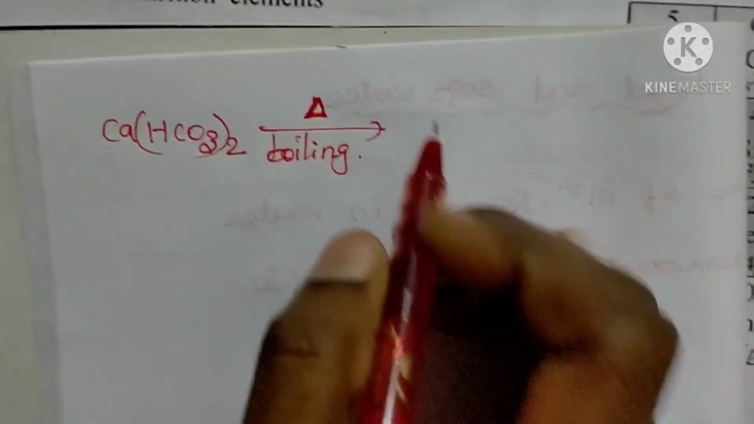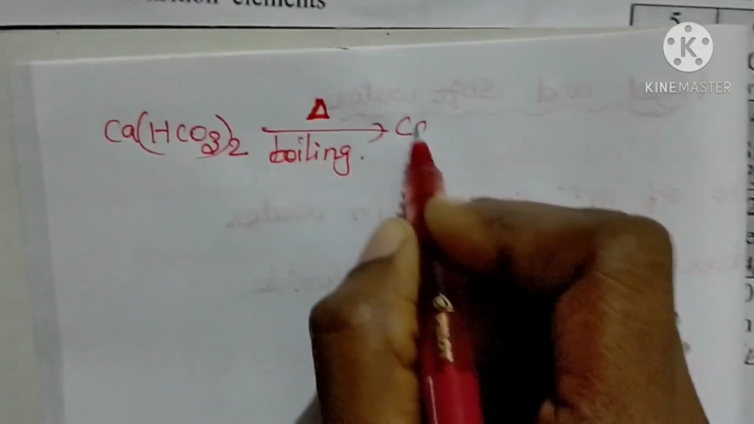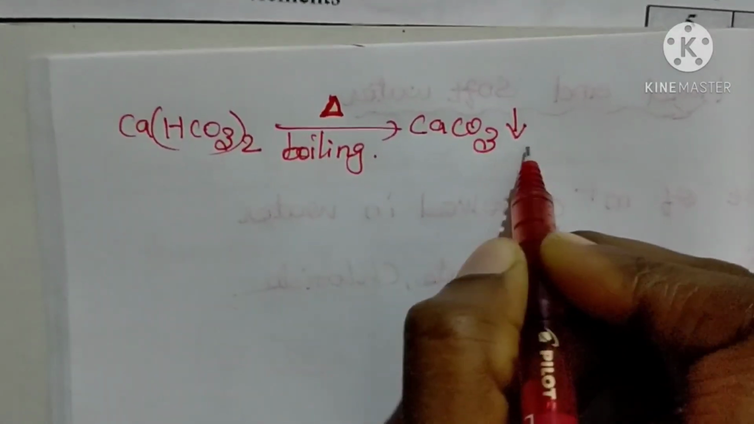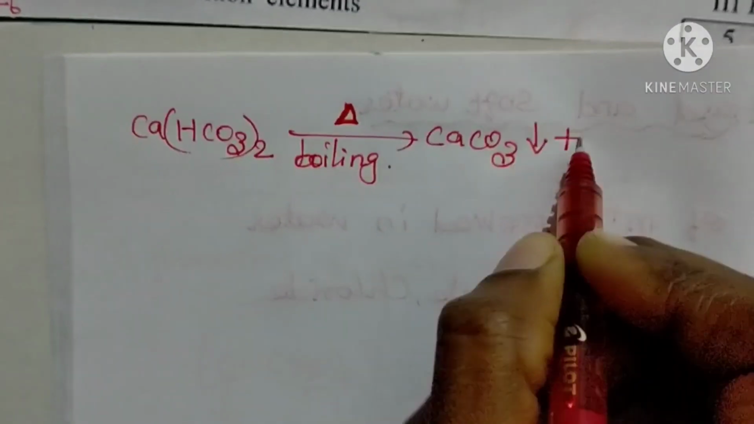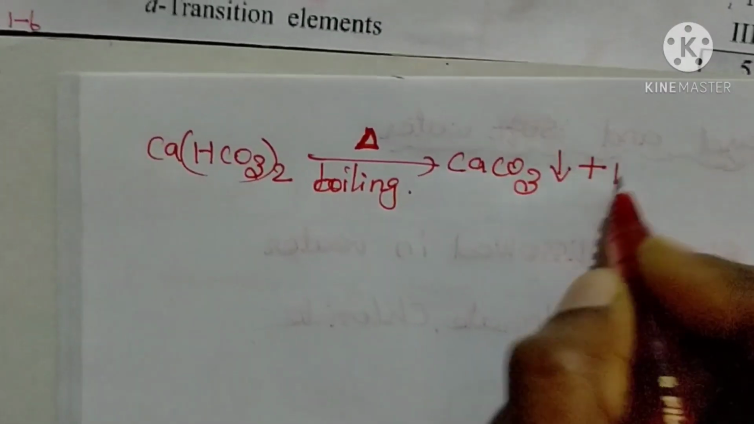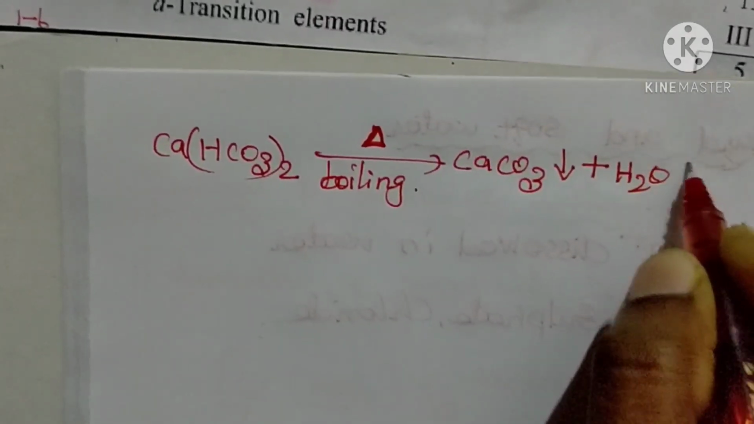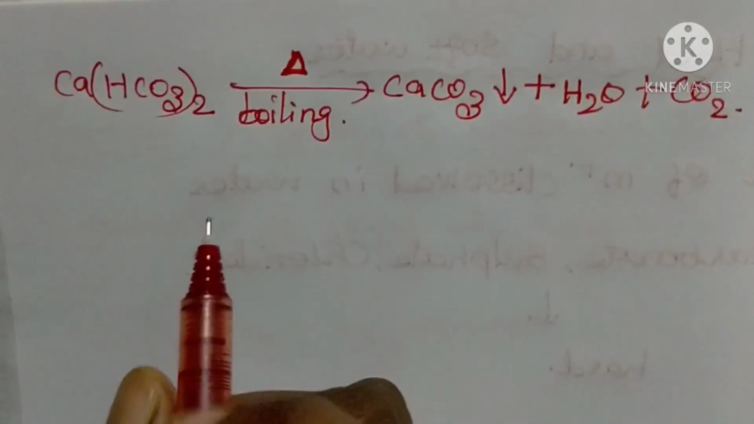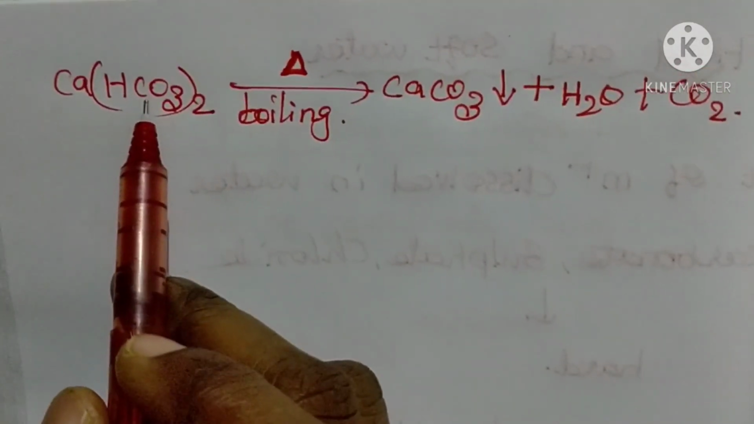It is precipitated out as calcium carbonate. So what is the formula of calcium carbonate? CaCO3, which is precipitated out by heating, and the remaining compounds are H2O plus CO2. Okay.